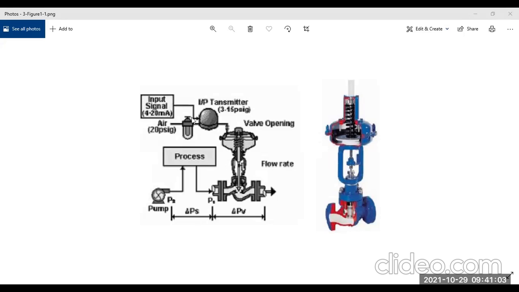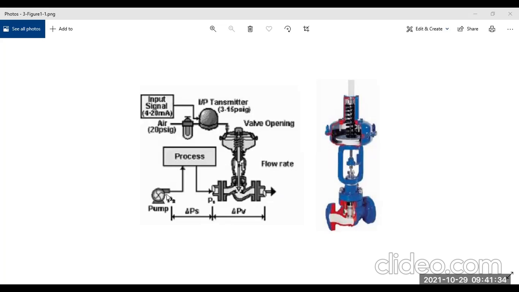Here you can see a broad block diagram of the pneumatic controller, a mechanical device. Here is the inlet valve, and here is the outlet valve. This pneumatic controller also uses the measurement of flow rate, or sometimes level measurement, sometimes temperature measurement, and so on.